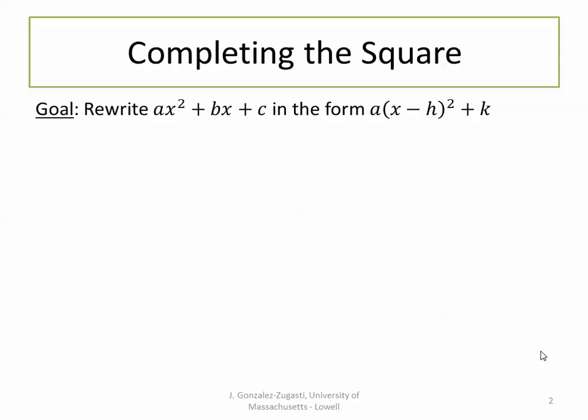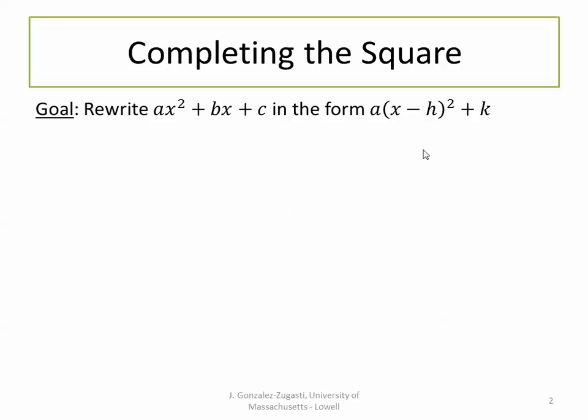Let's recall completing the square. You learned this when you learned how to do the quadratic formula. The goal in completing the square is to rewrite ax squared plus bx plus c in the form a times (x minus h) squared plus k. The reason you want to do this is that once you have done it, the point (h, k) is the vertex of your parabola. This is also how we came up with our quadratic formula.